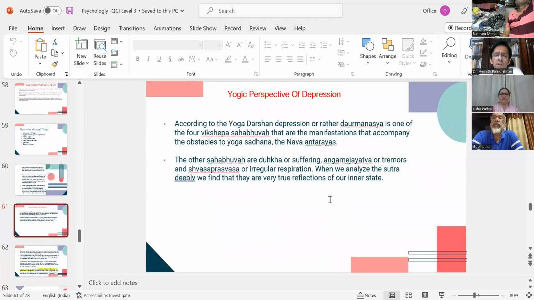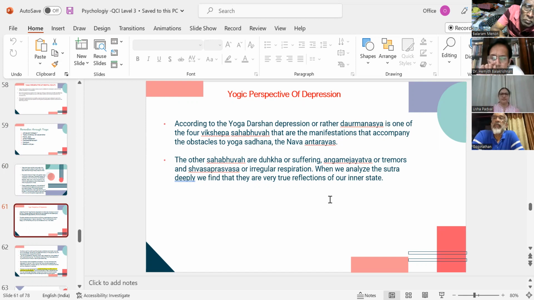What is the yogic perspective of depression? According to the Yoga Darshan, depression, or rather Daurmanasya, is one of the four Vikshepa Sahabhuva, that are the manifestations that accompany the obstacles to yoga sadhana, the Nava Antarayas. All of you know that, no? Antarayas. Very important. The other Sahabhuvas are dukkha or suffering, angamejayatvam, that is tremors, the body starts shivering when you are not able to hold the position, and shwasa prashwasa or irregular respiration. So practice, practice, practice. That is the solution.